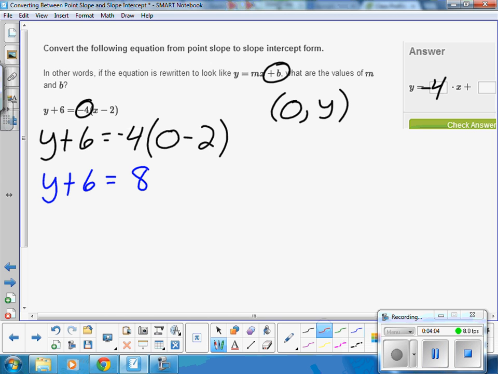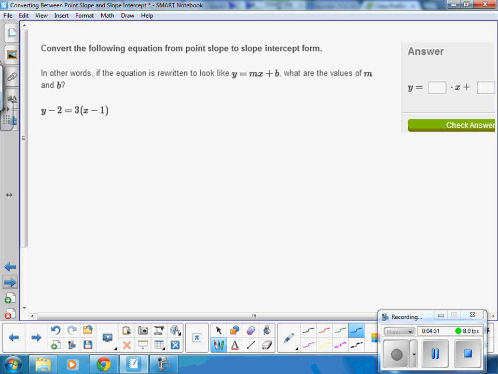I then subtract 6 from both sides, and my answer is y equals 2. So if y is 2, I know b is 2, because our y-intercept is the same as b, which is 2. Let's take a look at another one. The nice thing is I have 3 of them exactly like each other.